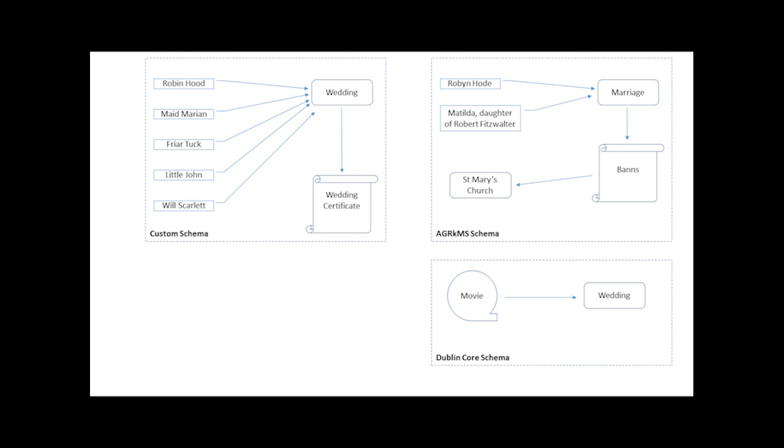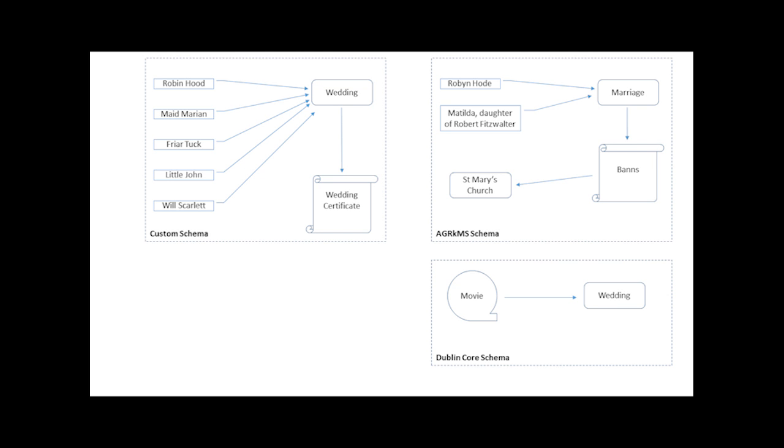I've also got another system that's running a different representation of this. It talks about a guy called Robin Hood, spelt differently, with a different description, and a person called Matilda, daughter of Robert Fitzwalter, who was allegedly Maid Marian. I never knew that, but that's who Matilda was. And they got married, and their record is actually a reading of the banns in a particular church. And somewhere else, that's encoded using the Australian Government Recordkeeping Metadata Standard schema.